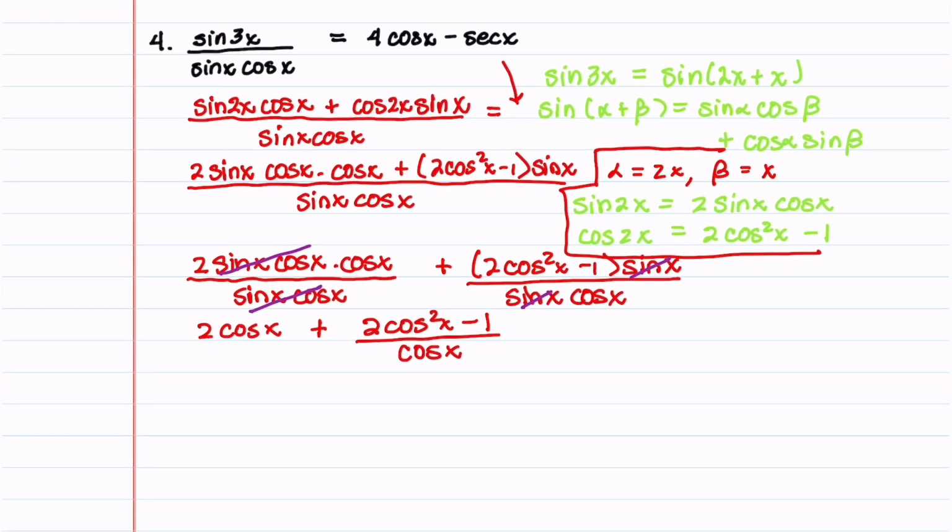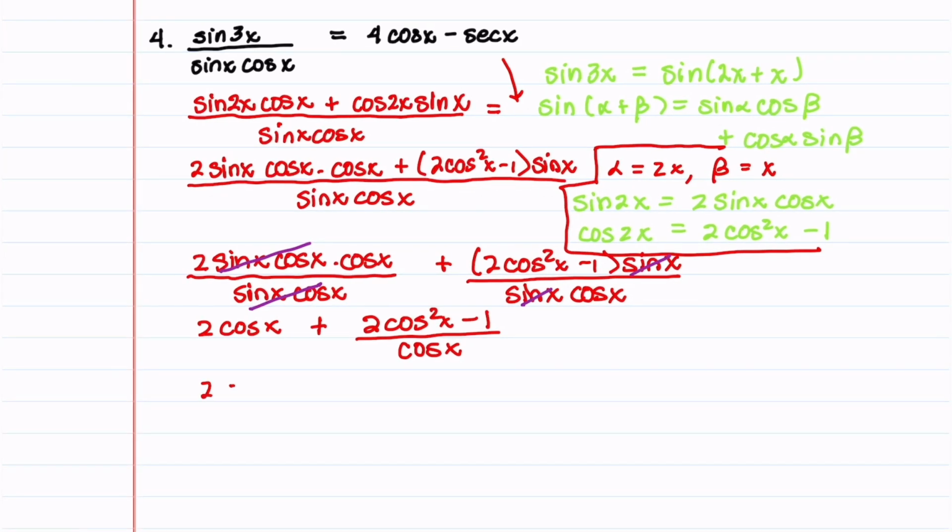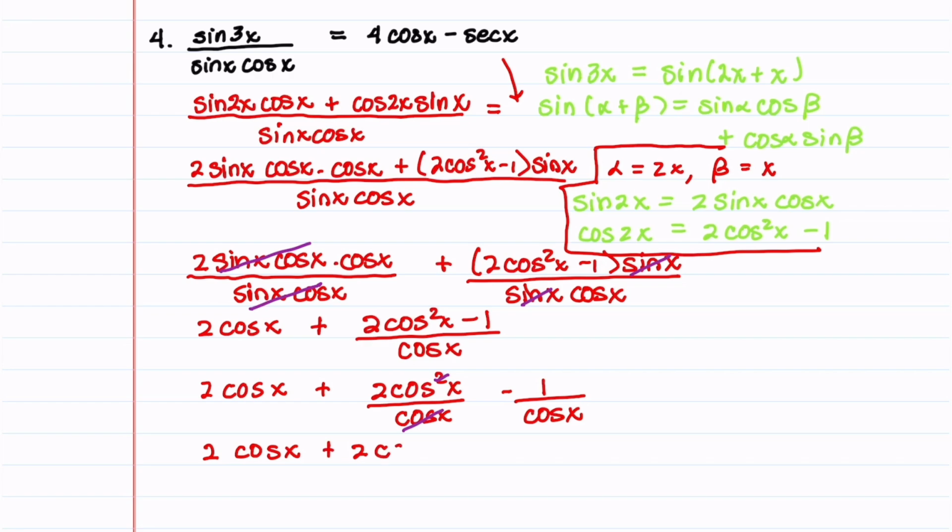If we look at our second term, we can see that we could split that one up as well. So let's do that. So we have a 2 cosine x comes along for the ride. And then we have 2 cosine squared x divided by cosine x minus 1 over cosine x. This gives us 2 cosine x. One of the cosines is going to cancel. So we're left with a 2 cosine x, so that's good. We can see that it's going to be 4 cosine x. And then 1 over cosine x is secant x, so minus secant x.